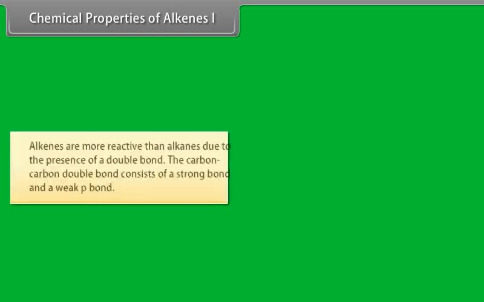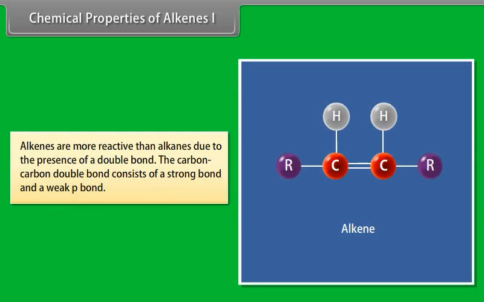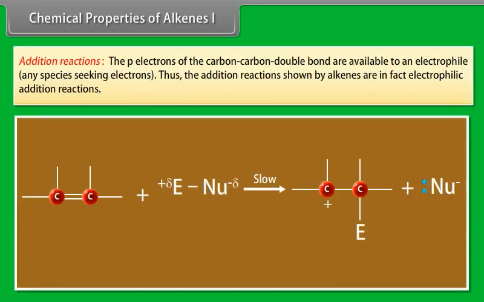Chemical properties of alkenes Part 1. Alkenes are more reactive than alkanes due to the presence of a double bond. The carbon-carbon double bond consists of a strong sigma bond and a weak pi bond. Addition reactions. The pi electrons of the carbon-carbon double bond are available to an electrophile, any species seeking electrons. Thus, the addition reactions shown by alkenes are in fact electrophilic addition reactions.